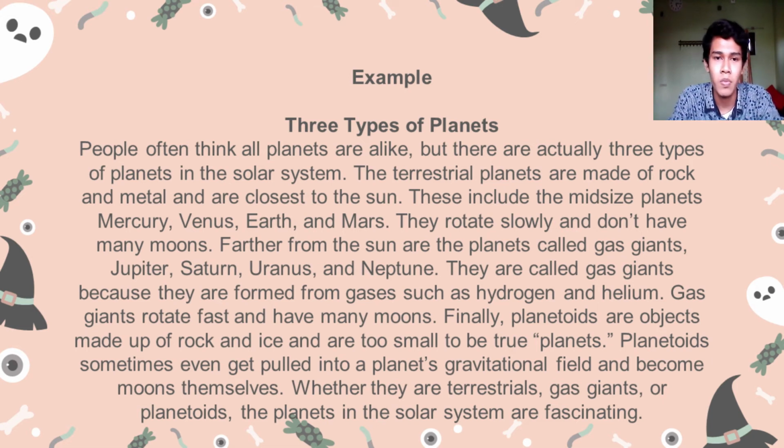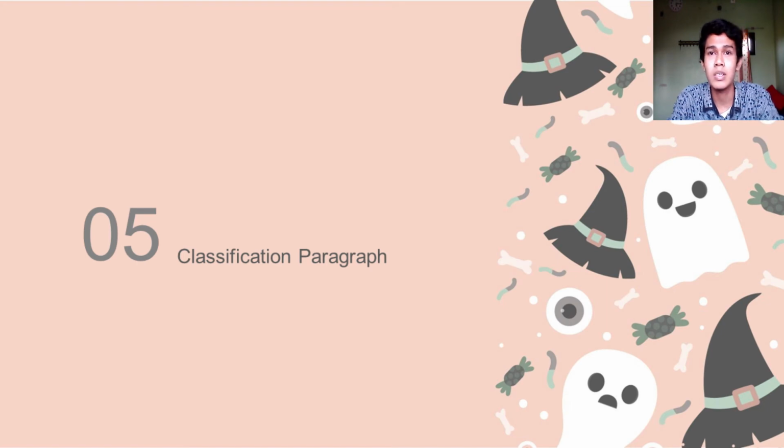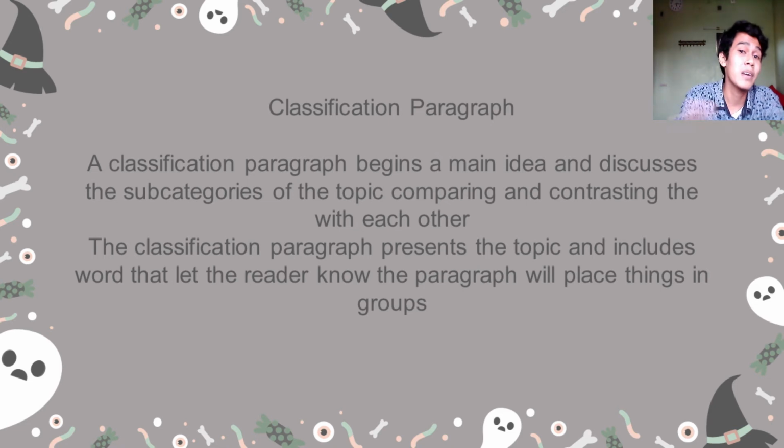Okay, next, number 5, the classification paragraph. A classification paragraph begins with a main idea and discusses the subcategories of the topic, comparing and contrasting them with each other. The classification paragraph presents the topic and includes words that let the reader know the paragraph will be placing things in groups.